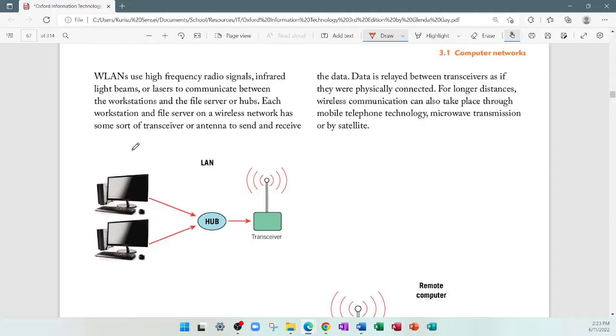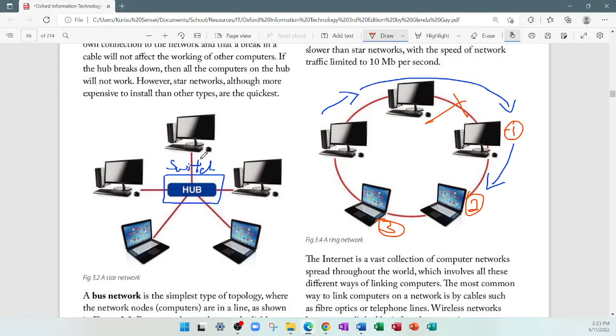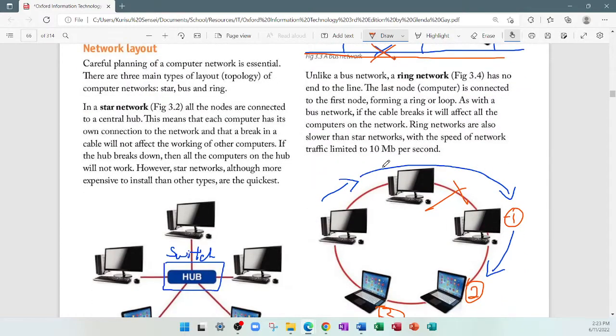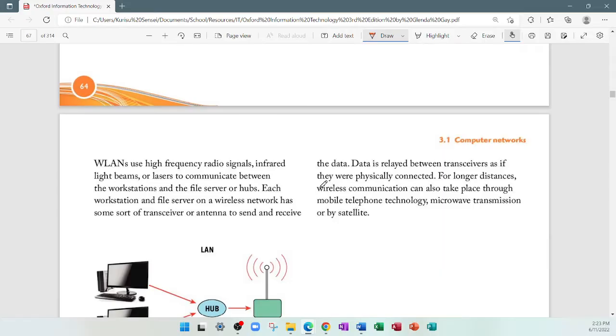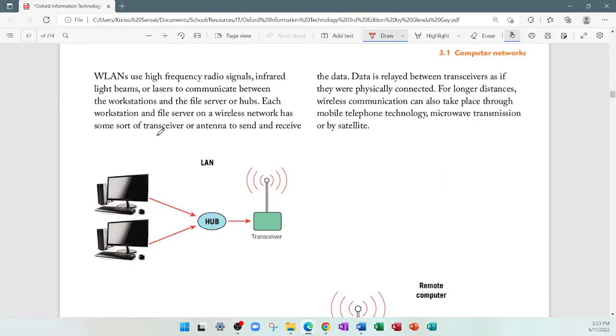So our final configuration is the wireless LAN. Think of it as an extension of your star, an extension of your ring, an extension of your bus, whichever configuration the network would have been created as. The wireless LAN is a wireless extension of that network.